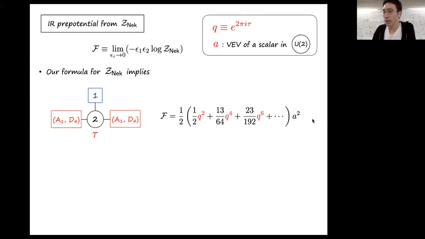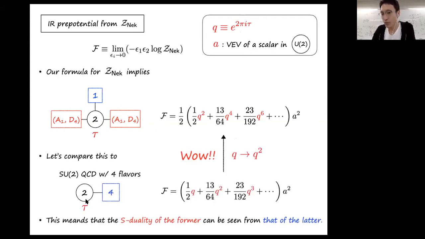And this is one of the main results in our work, but what is interesting is that when you compare this result with SU2 QCD with four fundamental flavors, you have this, which is actually somehow related to this one by this change of variables. Honestly, we don't have a physical interpretation of this, but we computed it up to 6 instantons, or 8 instantons, I forgot. And we get the same coefficients here as here. So we believe this result for the prepotential of this interesting theory is obtained from the prepotential of this one by a change of variables and also an overall rescaling. This means that the S-duality of this theory can be seen from the S-duality of this one.